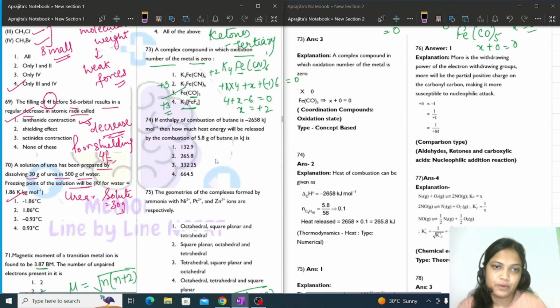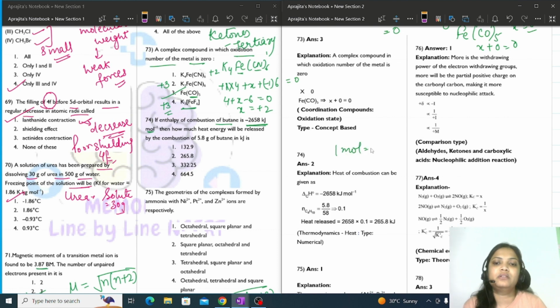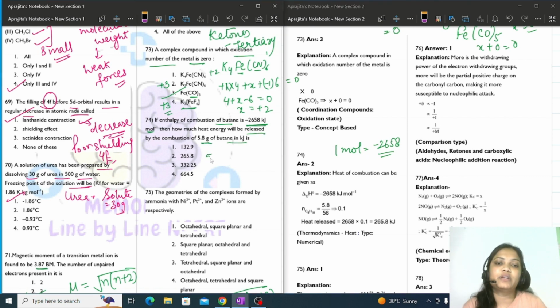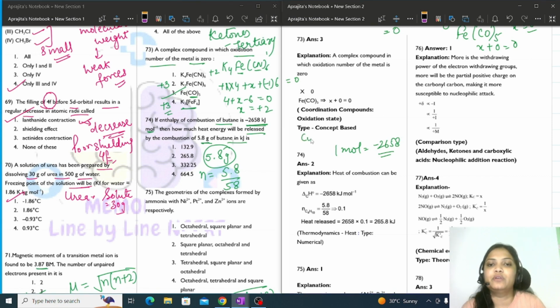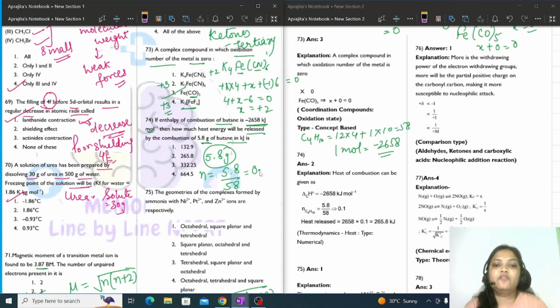Question number 74. If the enthalpy of combustion of butane is -2658 kilojoule per mole, means when 1 mole of butane burns, this much energy is there, enthalpy of combustion. How much heat energy would be released by combustion of 5.8 grams of butane? So for 5.8 grams of butane, we can find out the number of moles. So the number of moles will be given mass upon molar mass. Molar mass of butane would be 58. Like we can see, butane is C4H10. So 12 into 4, 48, plus 1 into 10. So it's 58. So once we find number of moles, it's 0.1.